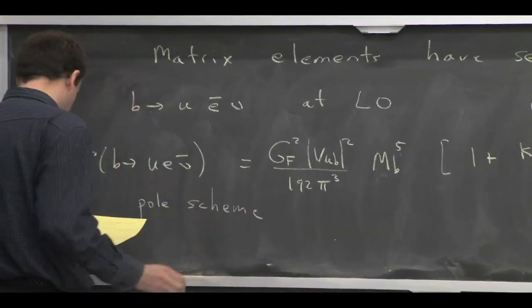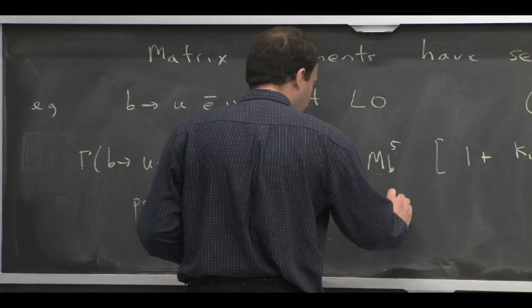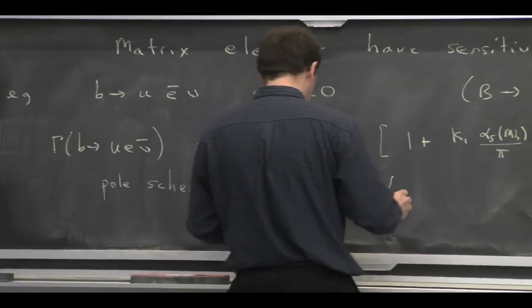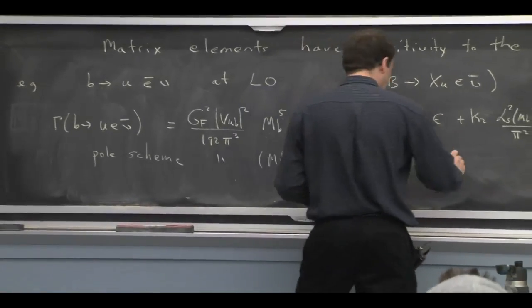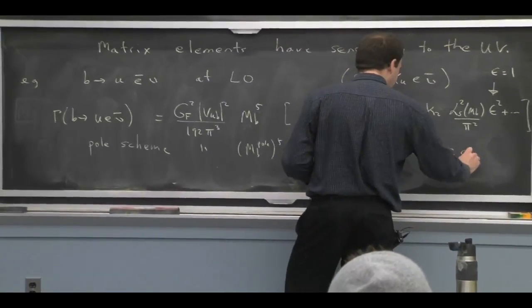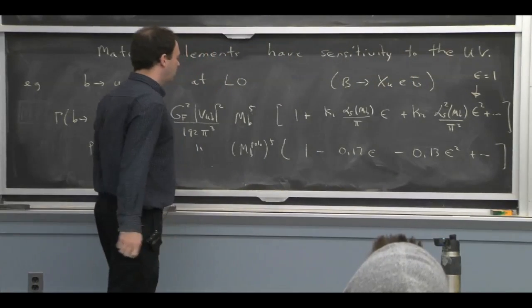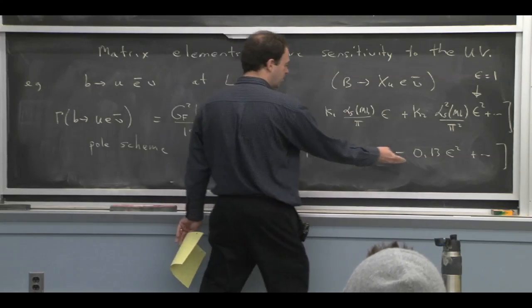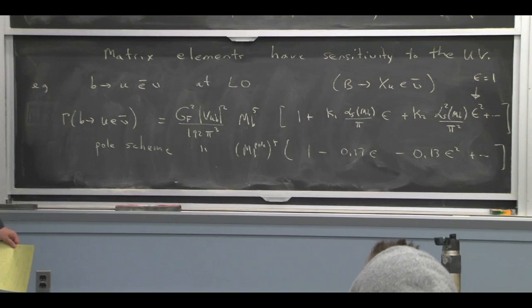So let's first do the pole scheme. This is the same. We have MB pole to the 5th power. And then we write out what the series looks like in that scheme. You look like you're doing pretty good when you're at 1 loop. You went down by a factor of 5, but then you go to 2 loops and you find that your correction at 2 loops is pretty much the same size as your correction at 1 loop.